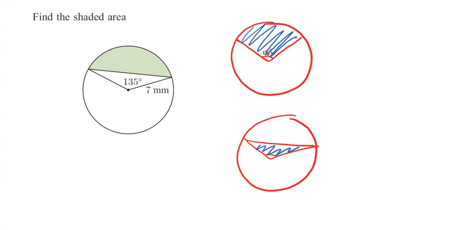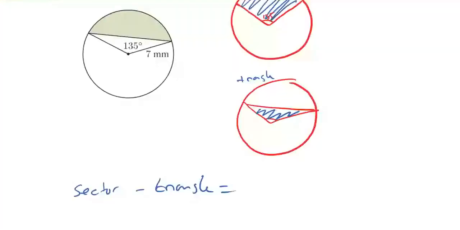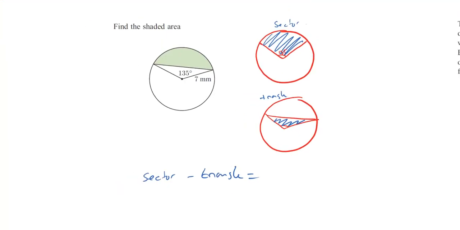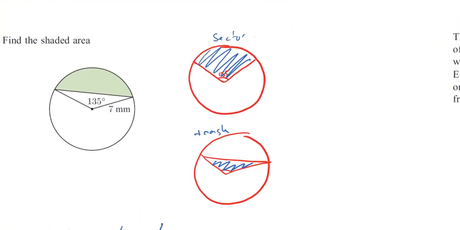So this shape here is known as a sector. And of course, we have a triangle here. So what we're going to end up doing is we're going to do the sector, subtract the triangle, and that's going to give us what we need. Okay, right, so let's get on with this. So if you think of sectors, a sector is a portion of the entire area of a circle, and we should know the area of a circle is pi times r squared.